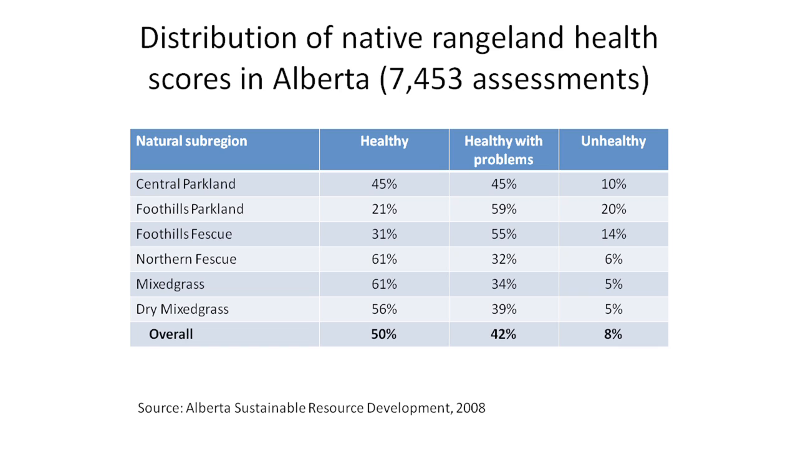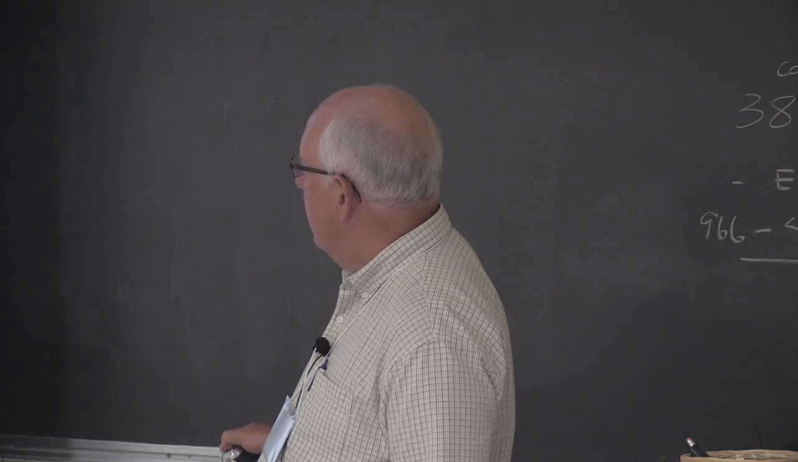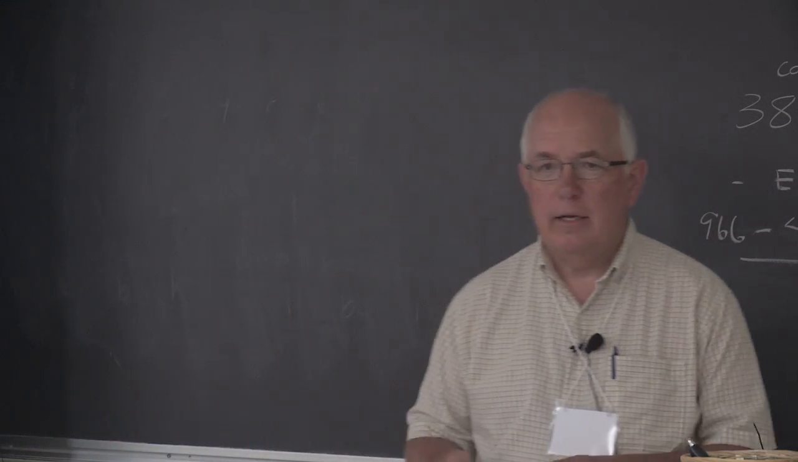Okay, here's another way of getting at this question: range health assessments. I don't know if you've been exposed to this technique that was developed in Alberta, and we've got a similar technique in Saskatchewan. Basically, this is a large number of range health assessments from Alberta, more than 7,000 of them. Some came out healthy, some healthy with problems, some unhealthy. Overall, about 8% came out in that unhealthy class.